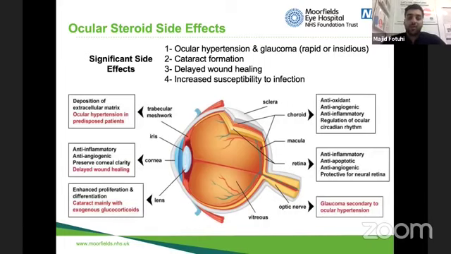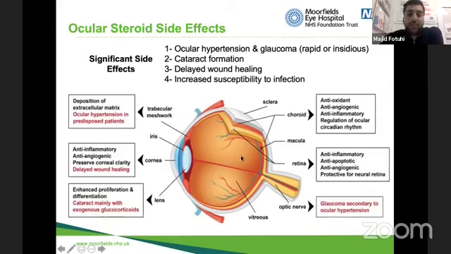And the reason behind this is because of the steroids. They exert an effect where they deposit extracellular matrix within the trabecular meshwork. And this is what predisposes patients, especially if they're already at risk, to ocular hypertension.